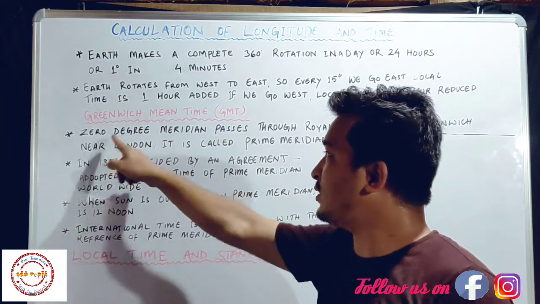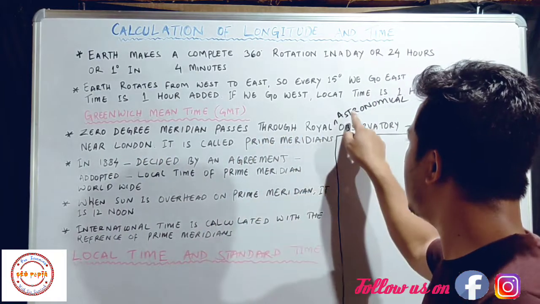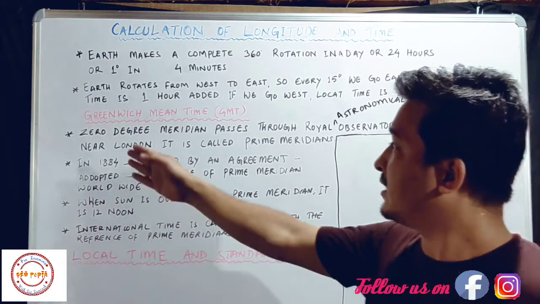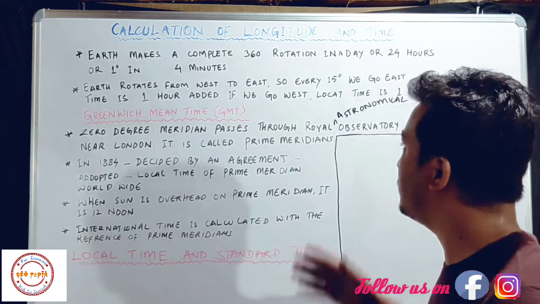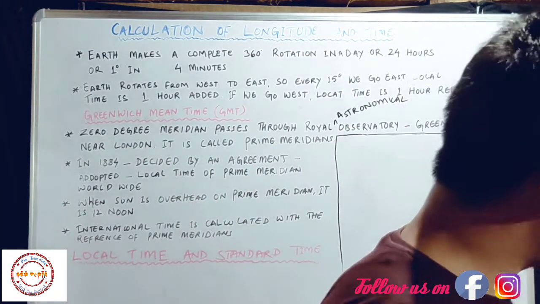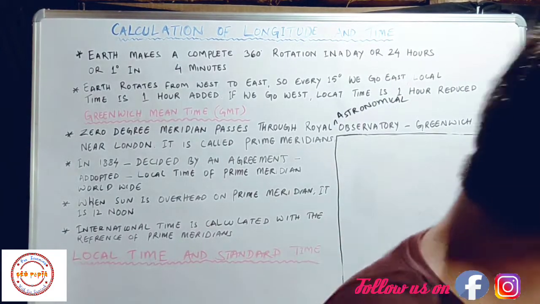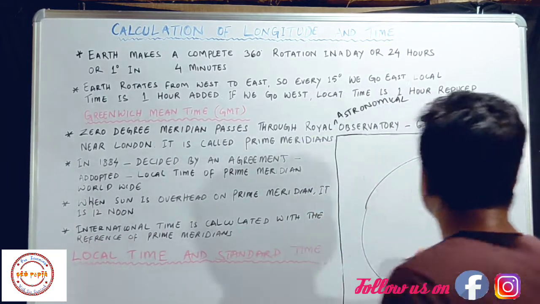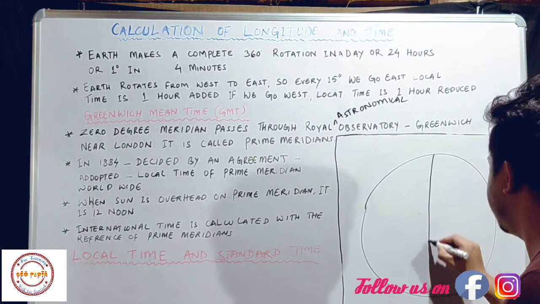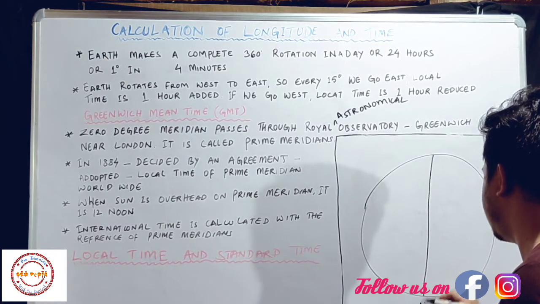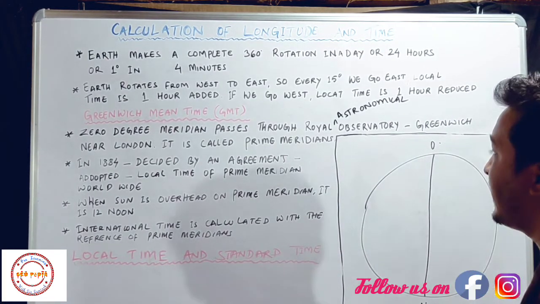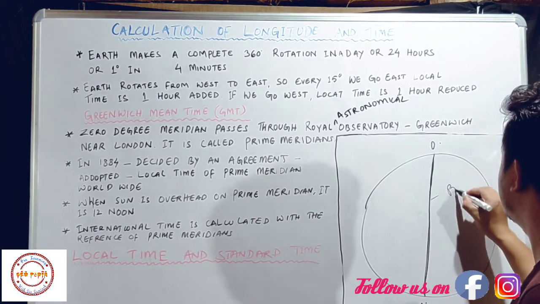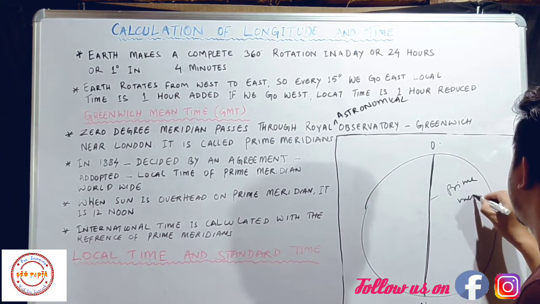The 0 degree meridian passes through the Royal Astronomical Observatory at Greenwich, near London. It is called the prime meridian. On our earth we have the 0 degree meridian, that is, the longitude of 0 degree, and this 0 degree longitude is known as the prime meridian. You have already learned about this prime meridian.